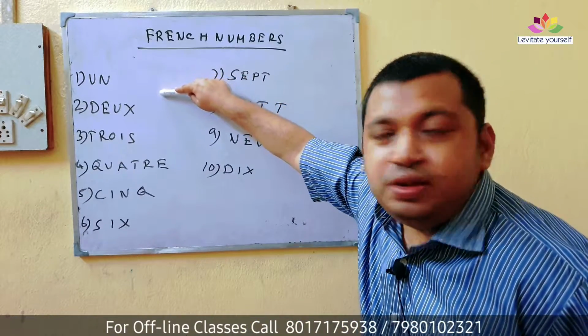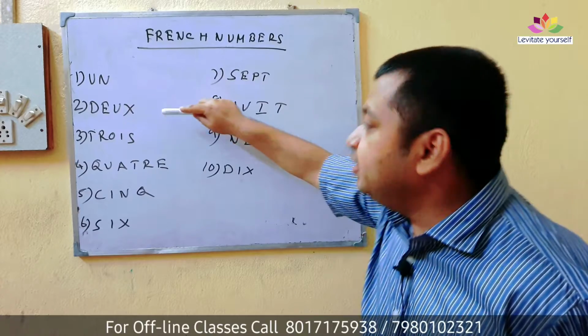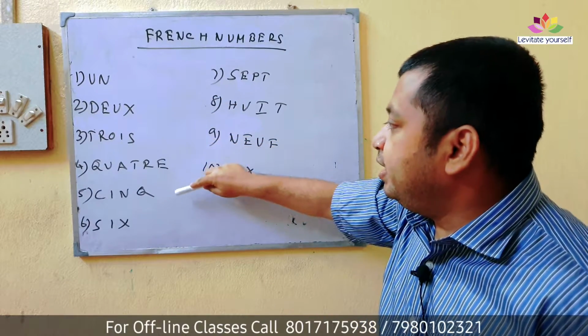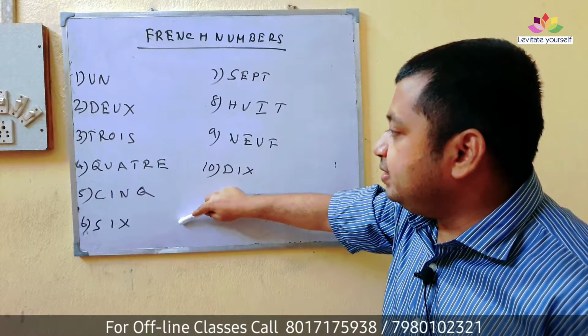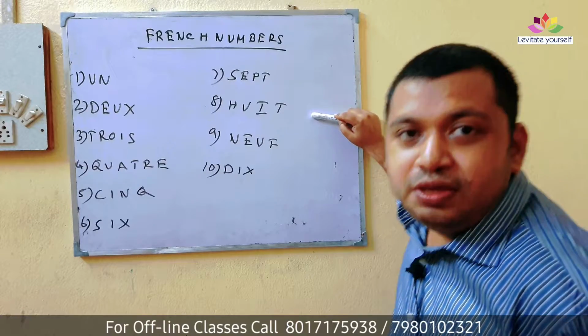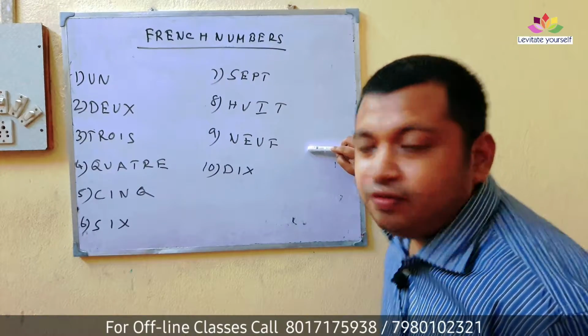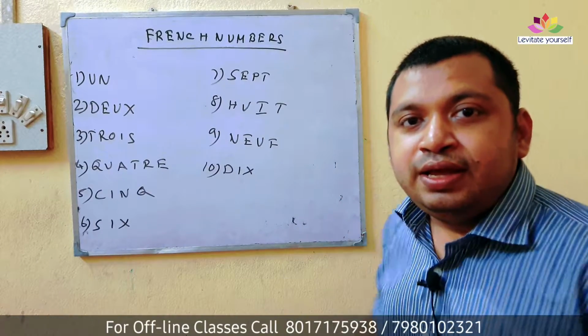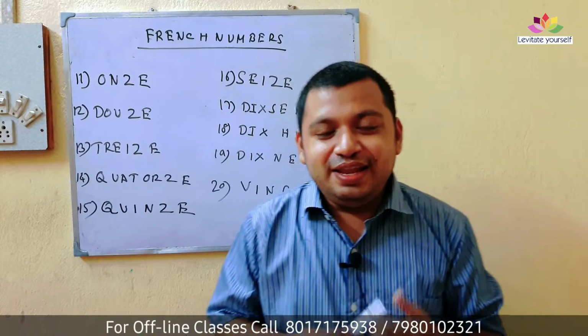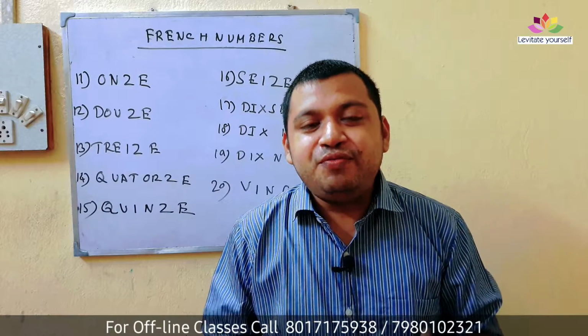Number 1 un. Number 2 deux. Number 3 trois. Number 4 quatre. Number 5 cinq. Number 6 six. Number 7 sept. Number 8 huit. Number 9 neuf. Number 10 dix. Now next we will learn from number 11 to number 20. So let's start from number 11 to number 20.